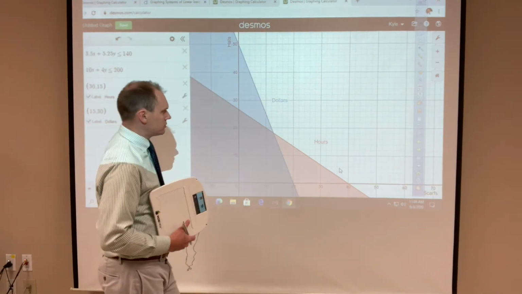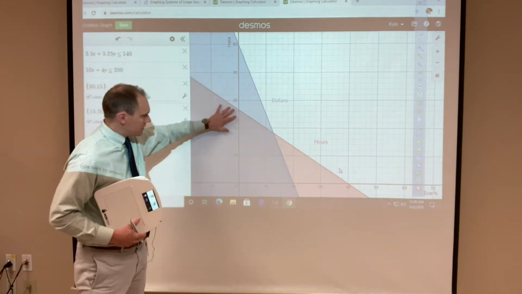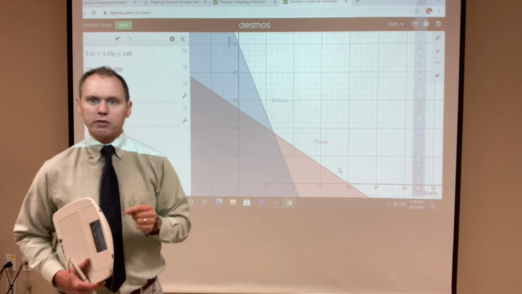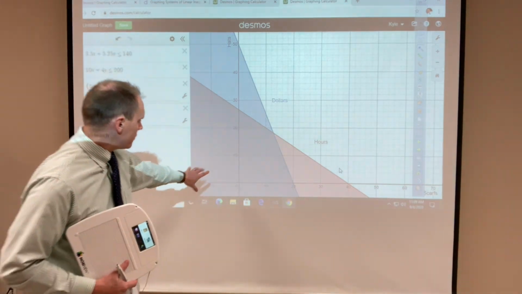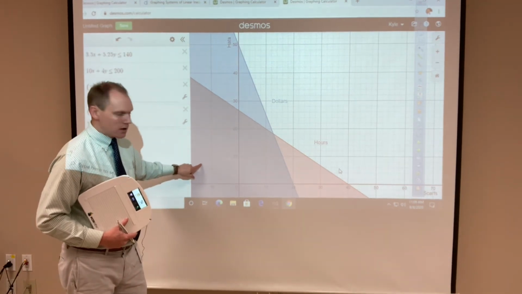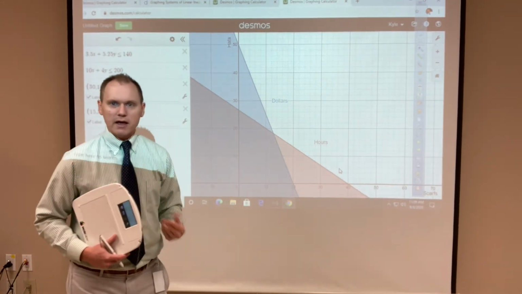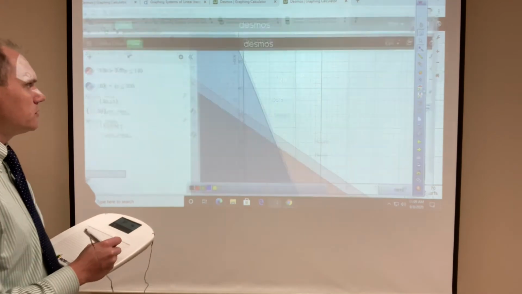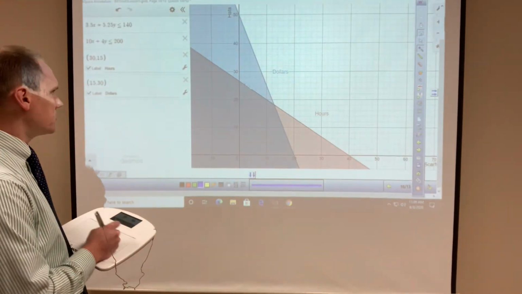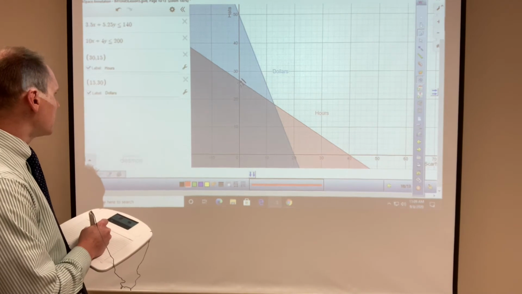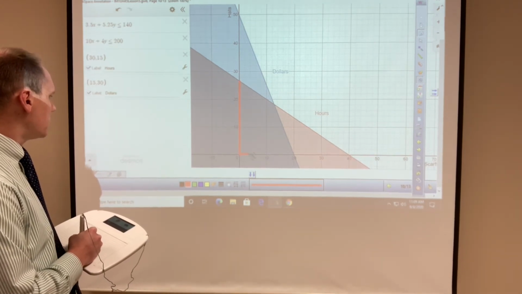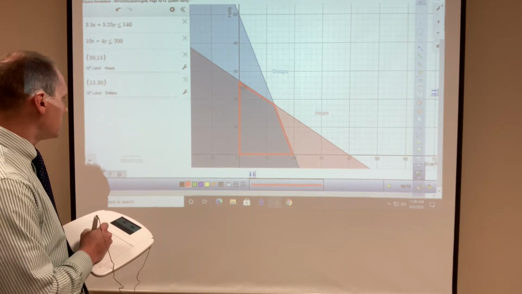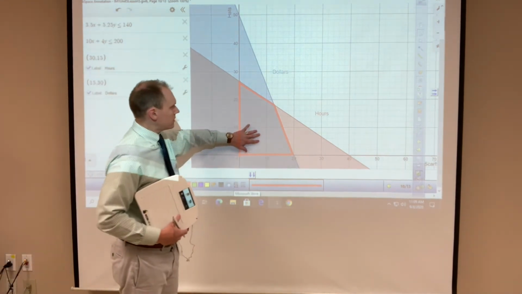But anyways, we have this solution here. So everything in here is a solution to this inequality. But be careful, because we want to think about the situation here. If we go over here, we're talking about negative scarves. If we go down below the x-axis, we're talking about negative hats. We can't make negative of something. So if we were to think about the actual solution to this contextual situation, it would be this area right in here. This is the area we're talking about, okay?